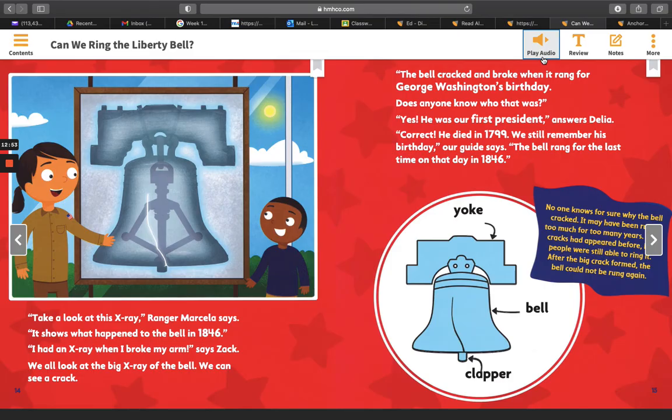Okay, so why do you think the Liberty Bell cannot be rung anymore? Think about that. It has a crack in it already. What do you think would happen if it was rung again? Do you think the crack would get bigger? Or maybe it would get another crack?